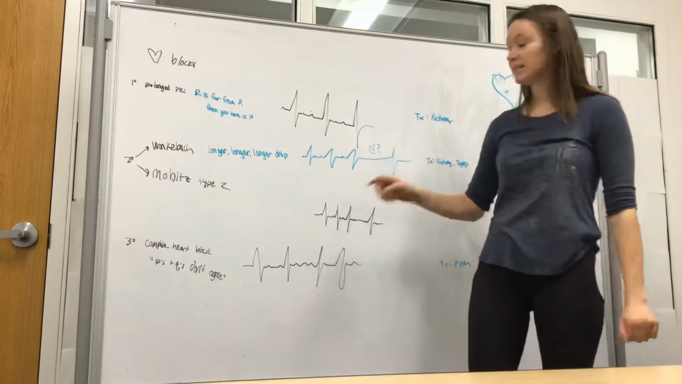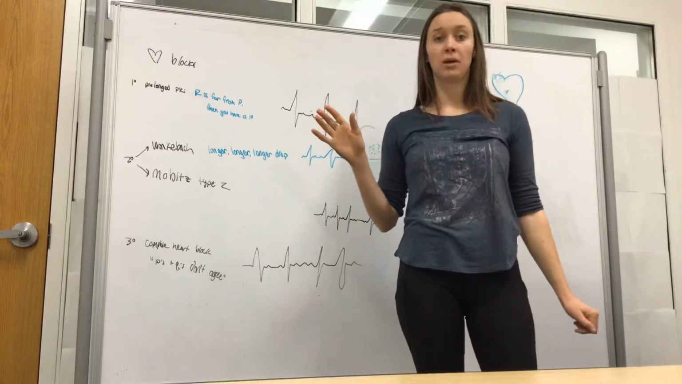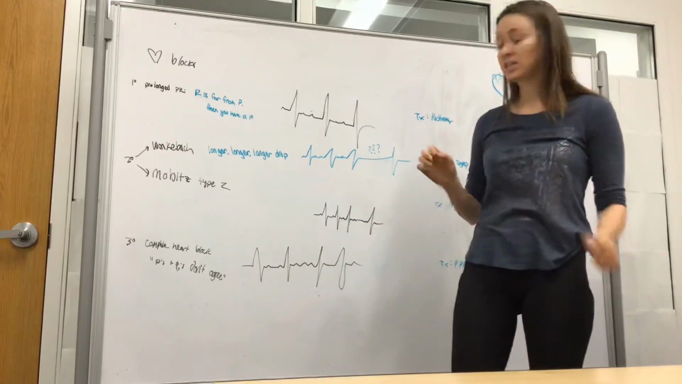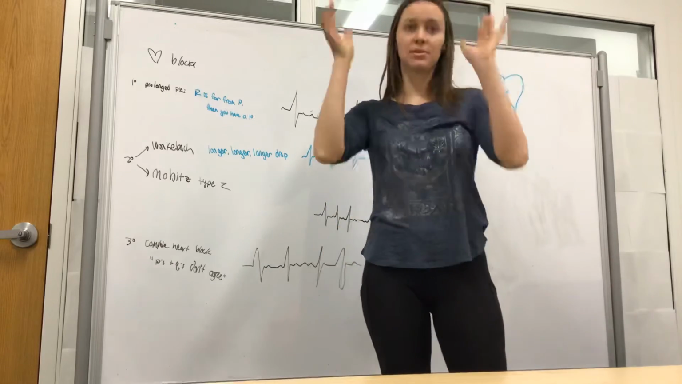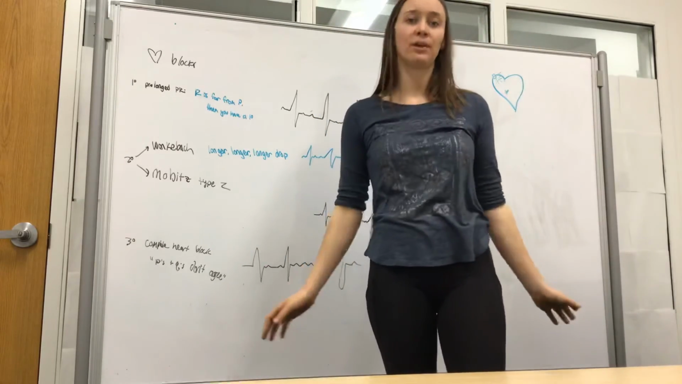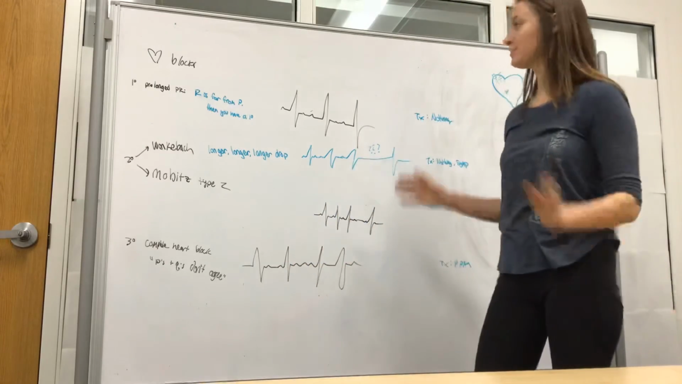Mobitz type 2 is that he just randomly shows up, no warning, nothing. That is not benign. And then complete heart block is just chaos. Sometimes he comes, well, he always comes because there are no dropped complexes, but it's just complete chaos and we don't agree at all. So permanent pacemaker.